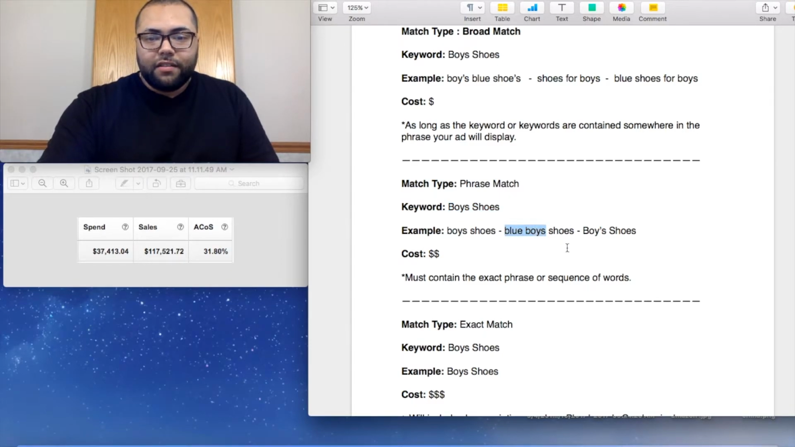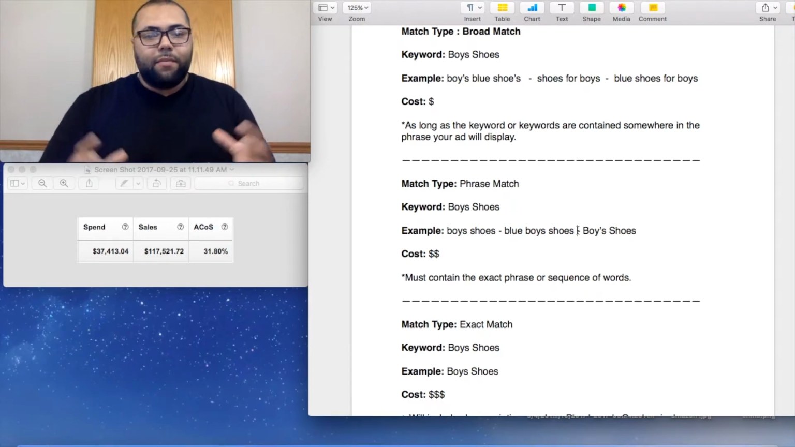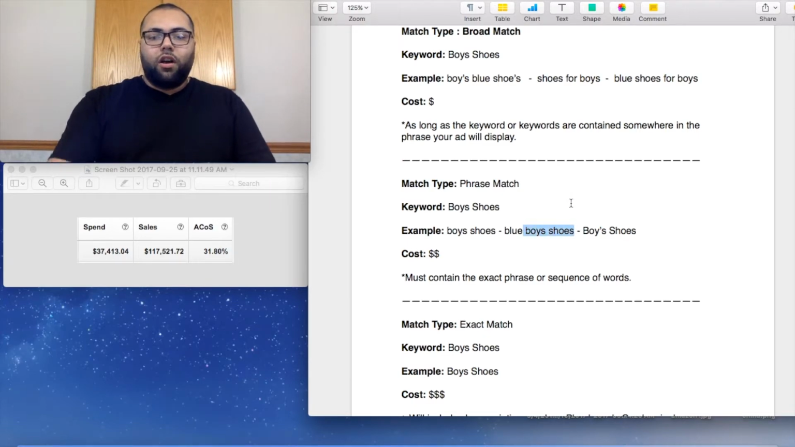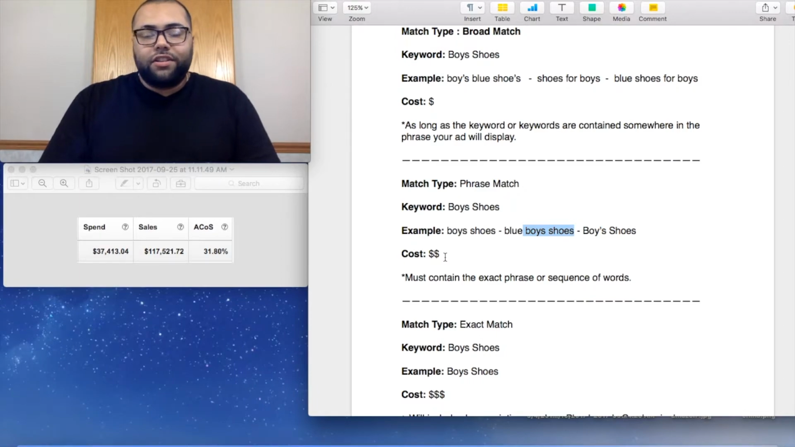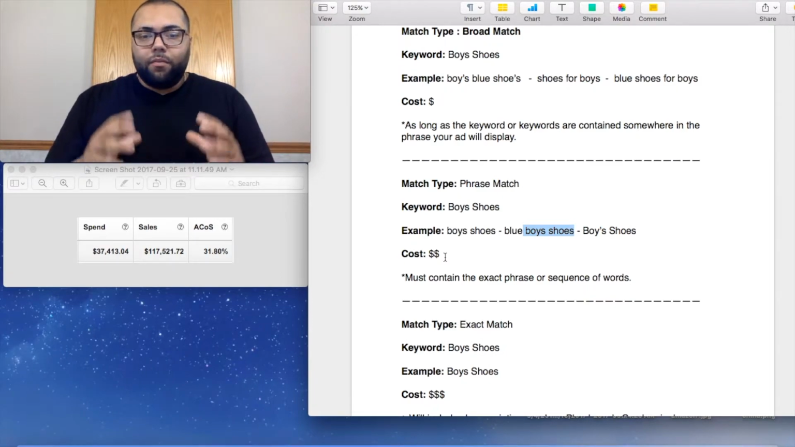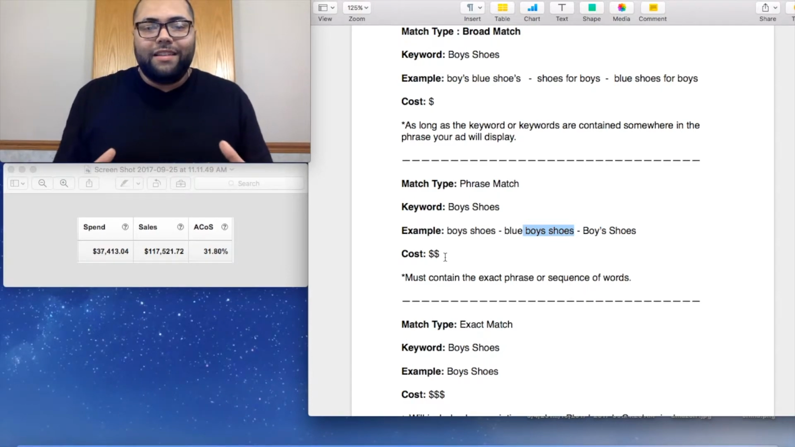See this? So when we create a long tail, see the blue is at the beginning. You can add a keyword at the end, make it a long tail, but your main keyword, boys' shoes, has to be side by side in order. All right. We have a cost of $2 signs. This means that usually this costs a little bit more than your broad match. But you're going to get more honed in people that are looking for this product. So it's going to be more of an intimate search.